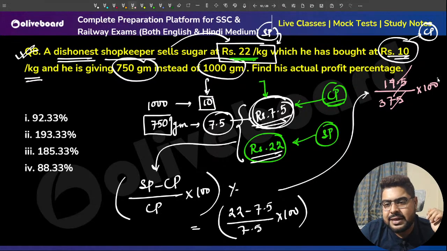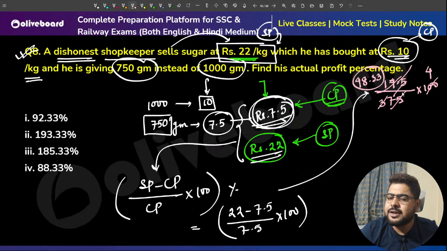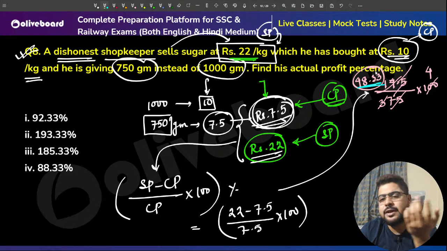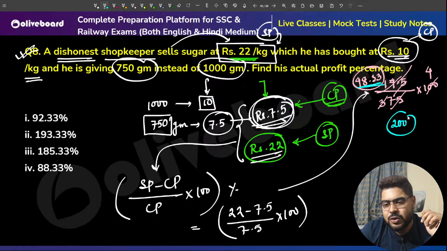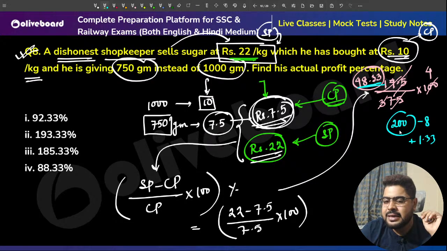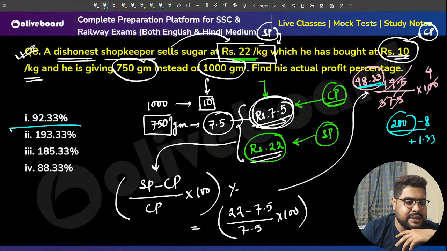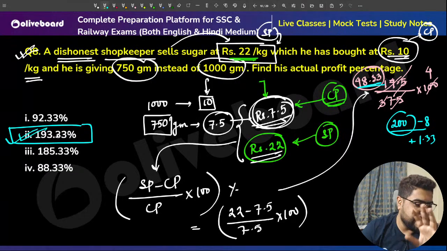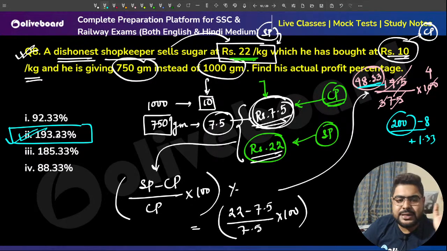So 25 3s are this, 25 4s are this. 3 4s are 12. And 25 is there. 25, 25, 3 8s are this. 0.33. Right? This into 4 you do. Simply you do 48.33 into 4. 48 4s are 192, and 0.33 into 4 means 1.33. So this is 193.33. Option number 2, 193.33 is your correct answer.